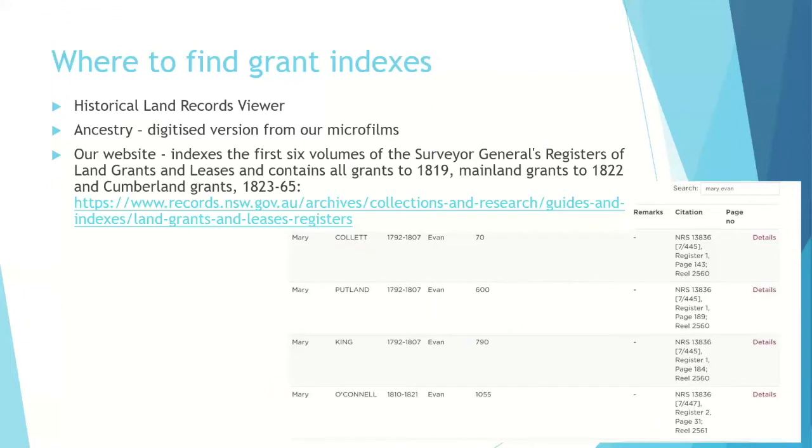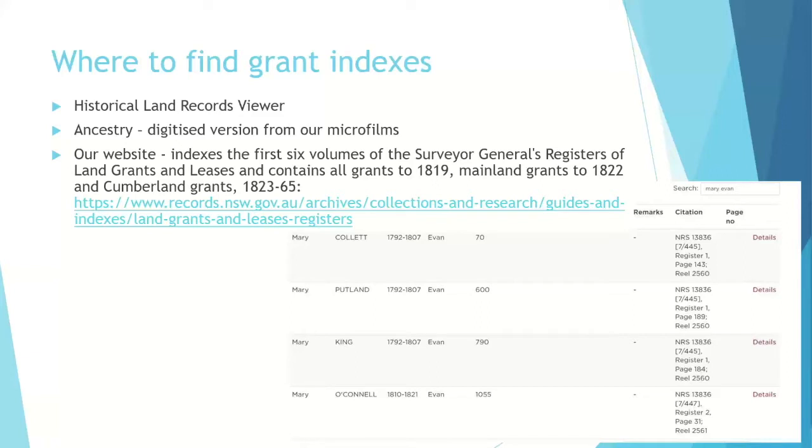So let's have a look at the grant, because we know that Mary O'Connell got the grant. So there's a couple of places we can find the grant indexes. On the Historical Land Records Viewer itself, on Ancestry, because they've digitised the grants that we have on microfilm here. And there is an index to early grants on our website, and that covers basically up to mainland to 1822, and then the County of Cumberland from 1823 to 1865.